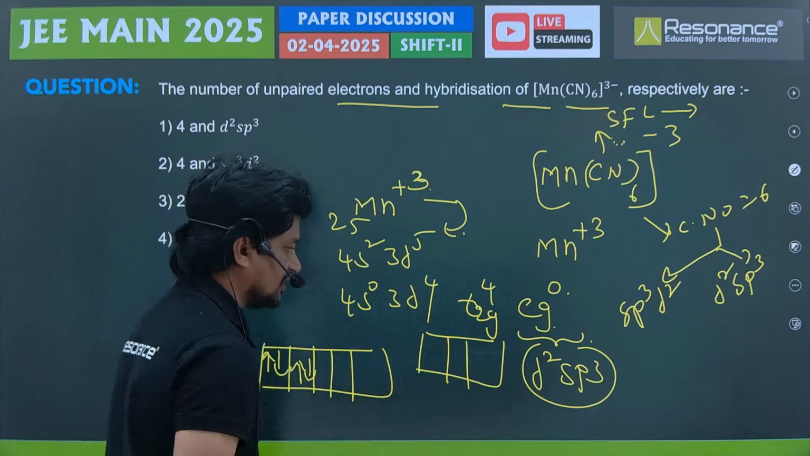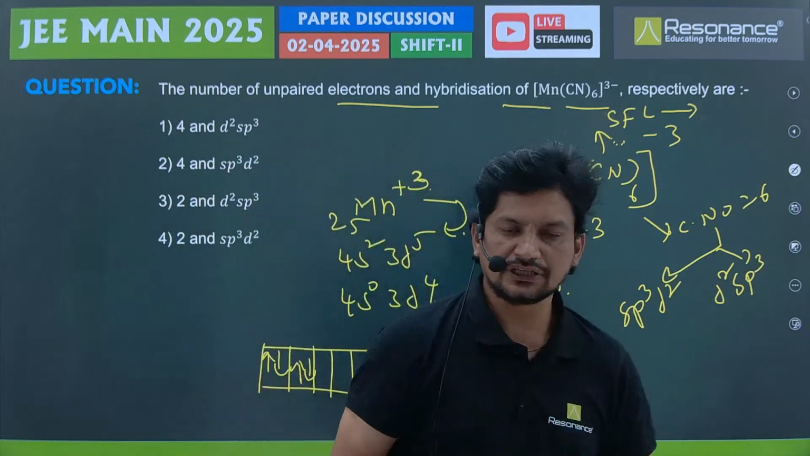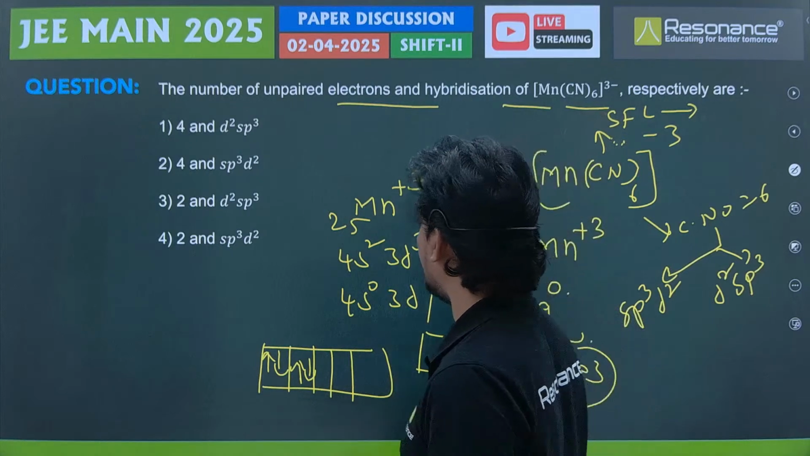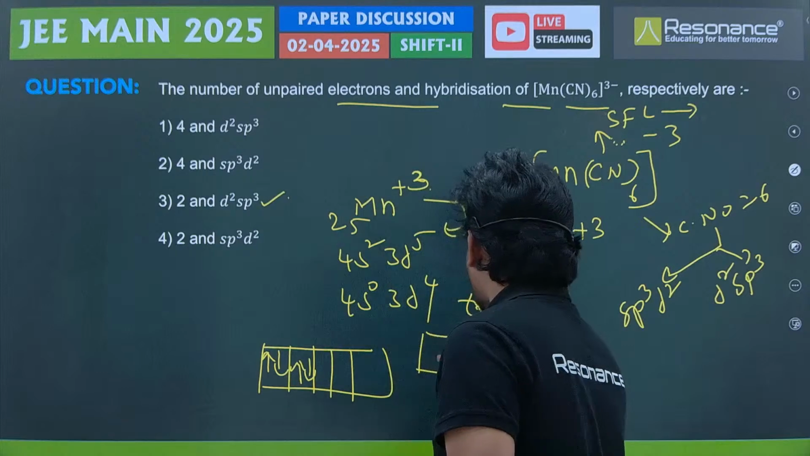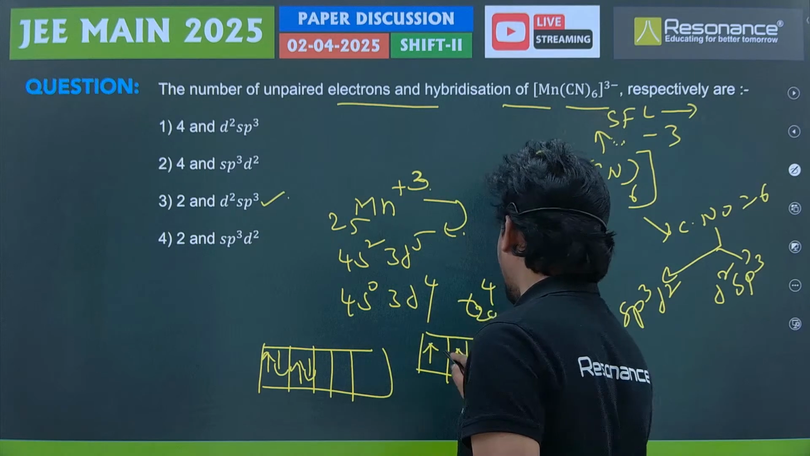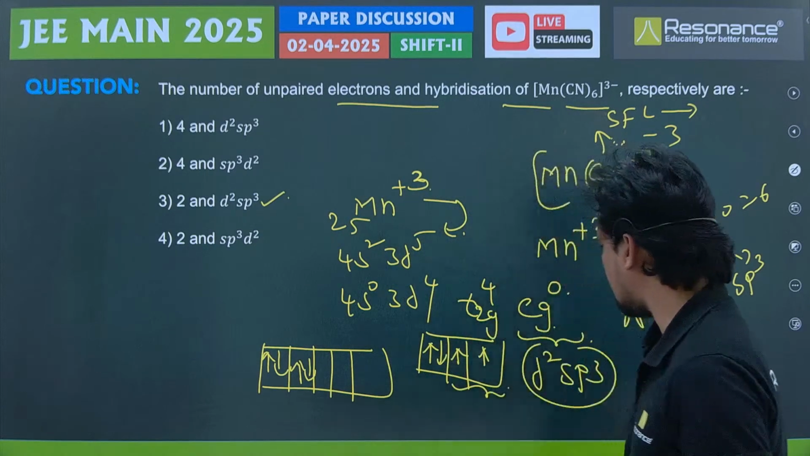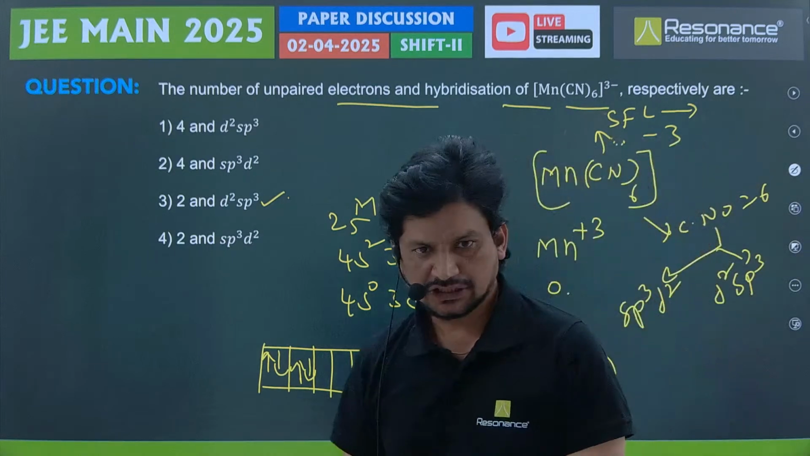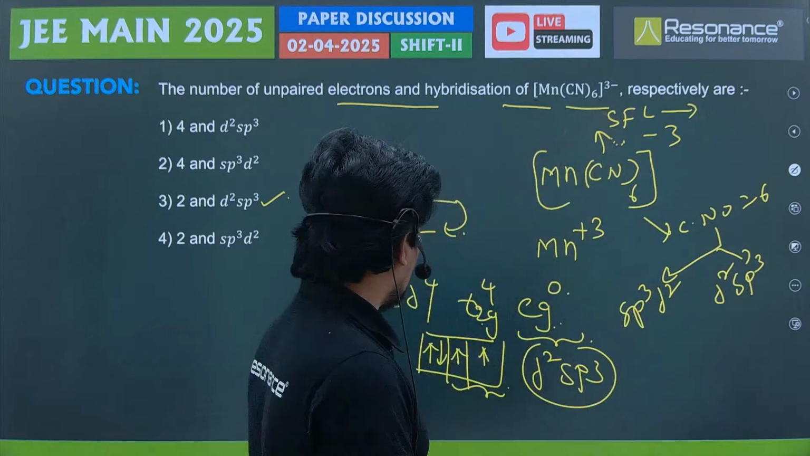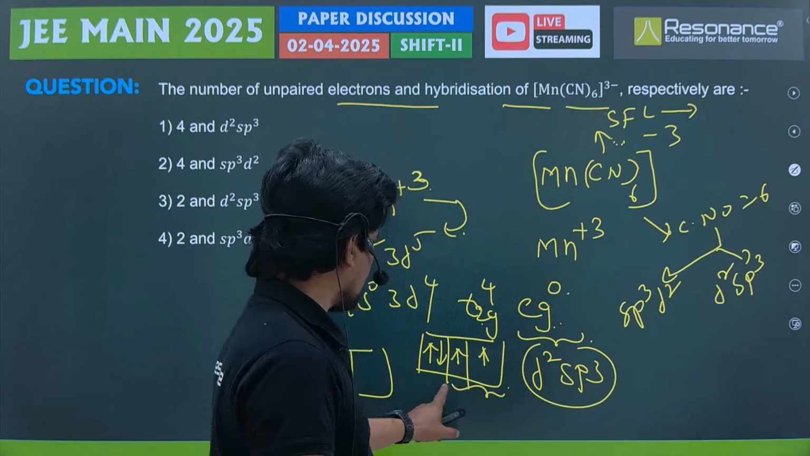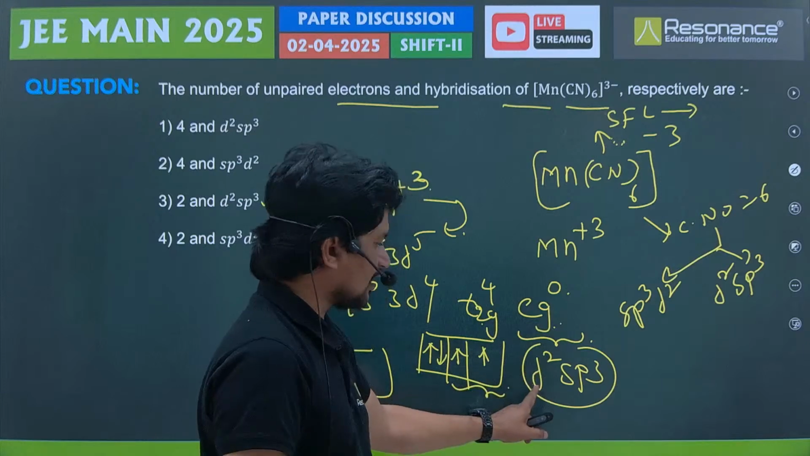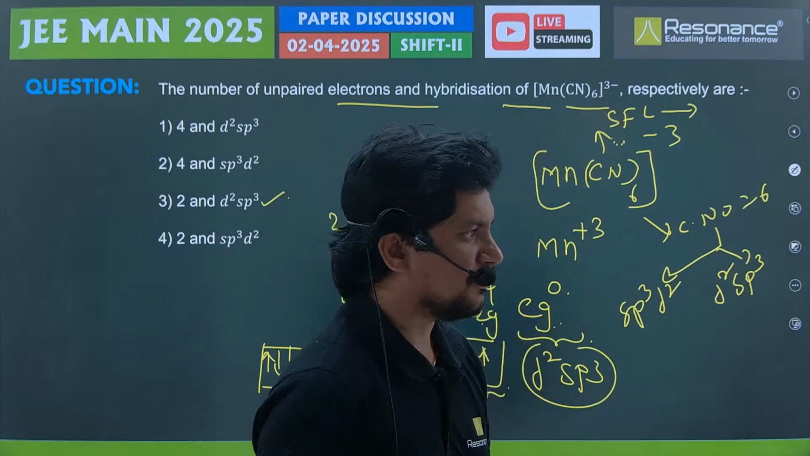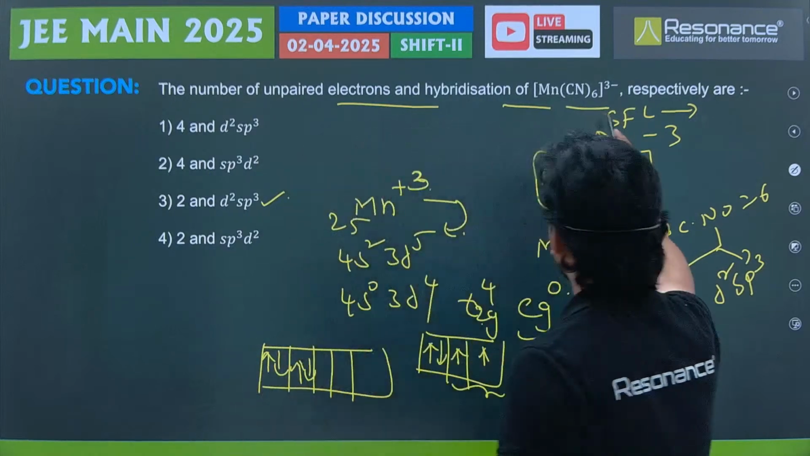Then what hybridization does it undergo? d2sp3 hybridization. How many unpaired electrons are there? Two unpaired electrons are there. t2g4, eg0 is the electronic configuration according to CFT. How many unpaired electrons are there? Two unpaired electrons, and it undergoes d2sp3 hybridization, an inner orbital complex, because here they have given a strong field ligand.